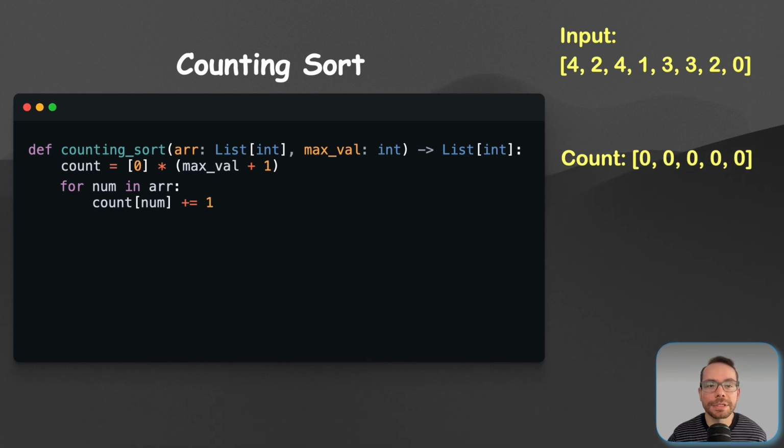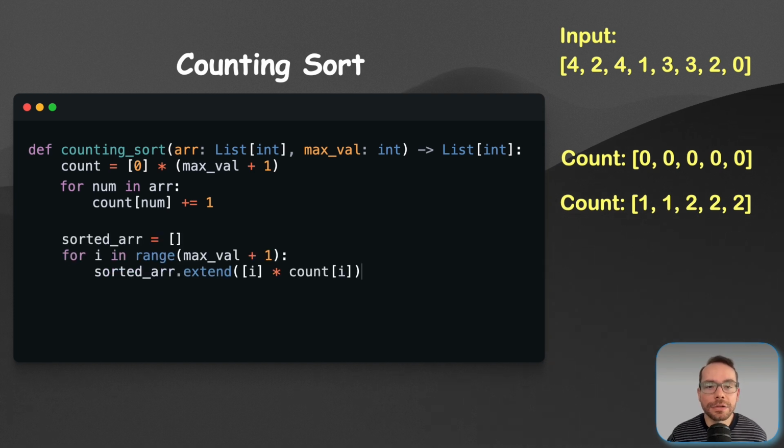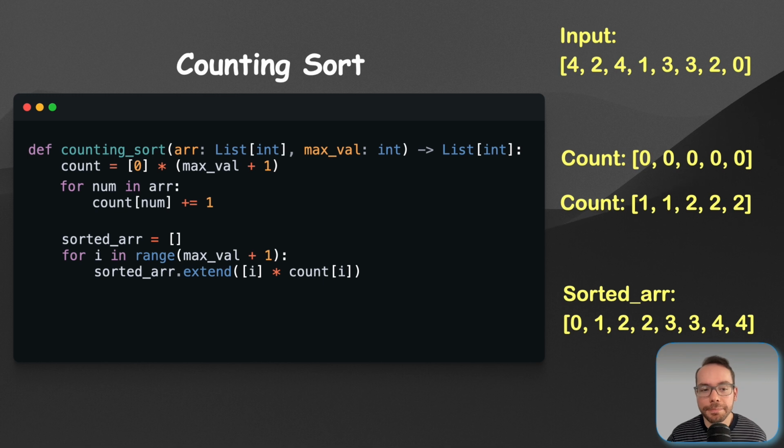This step counts how many times each number occurs in the input. So this is what we're going to have up until now. After that, we initialize an empty list called sorted array. Now we loop over every possible value from 0 to max value. For each value i, we append it to the sorted array the number of times it occurred, which we know from the count array. Now, finally, we will return the sorted array.